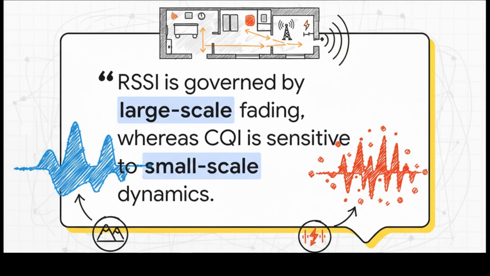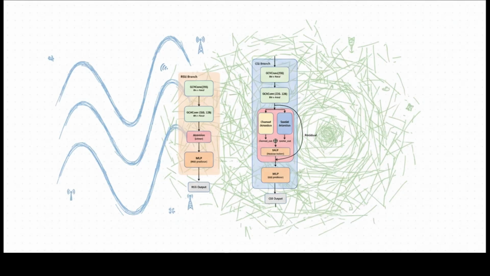RSSI, your signal strength, is mostly about large-scale things like path loss and shadowing. It changes slowly. But CQI, your link quality, is super sensitive to small-scale, high-frequency stuff like interference. So trying to predict both with a single one-size-fits-all decoder is just, well, it's suboptimal. The model's architecture has to respect the physics. So, what does the model do?